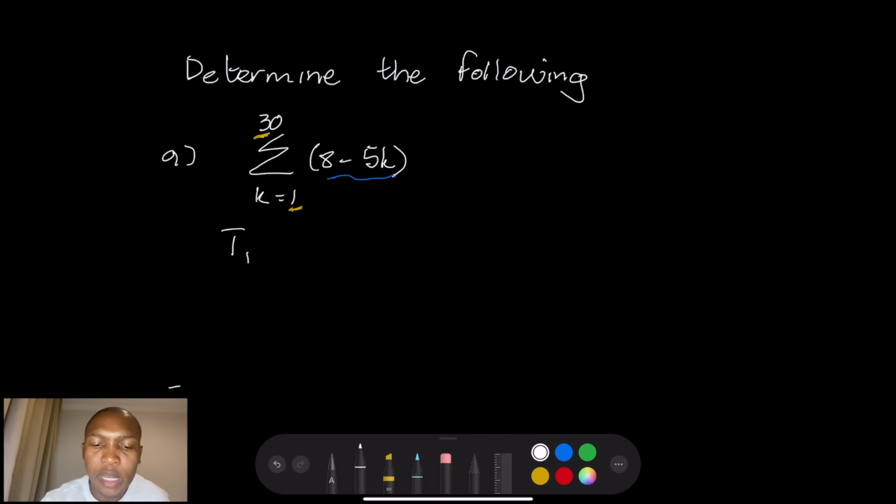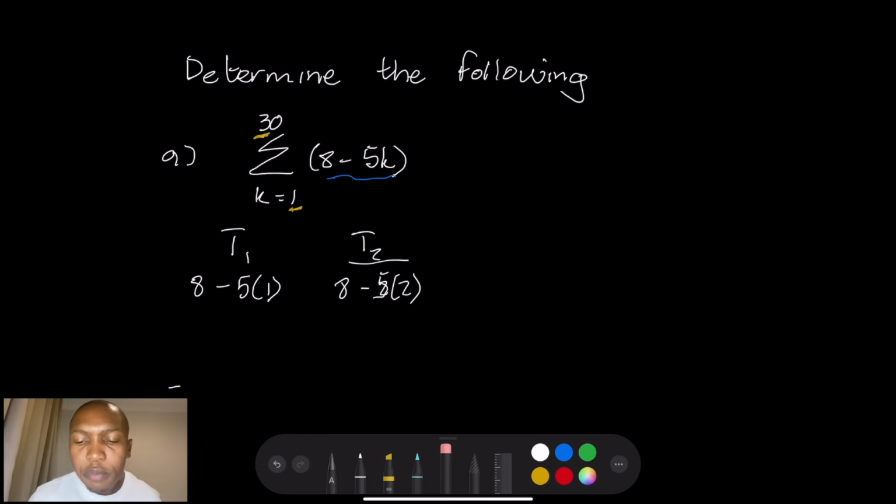So we want term 1. That's going to be 8 minus 5 multiplied by 1. So that's 8 minus 5 into 1. And what about term 2? That would be 8 minus 5, sorry, 5 times 2.